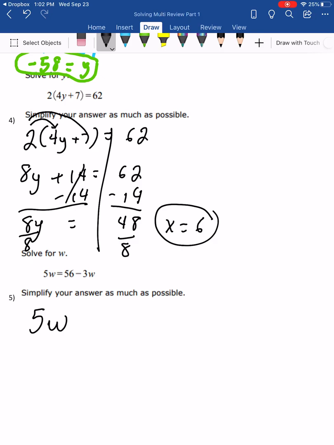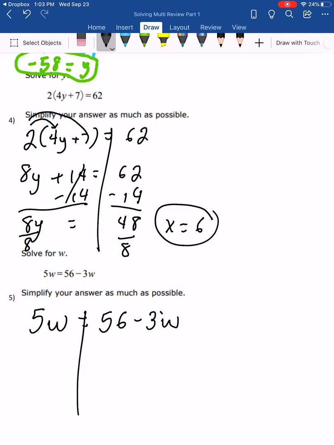The last one, 5w equals 56 minus 3w. So nothing to distribute here. No like terms. Again, we have 5w on the left and a negative 3w on the right. They are like terms, but they're on different sides. Can't combine them. Okay. Next, step 3 said add or subtract, and it also said if you have variables on both sides, bring them all to one side.